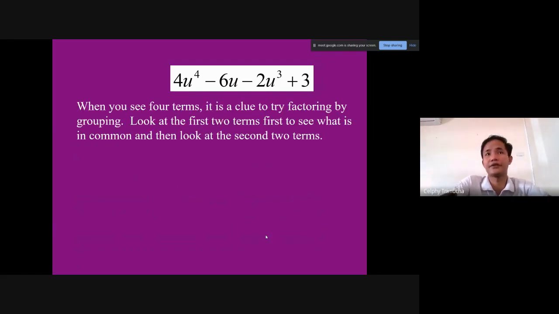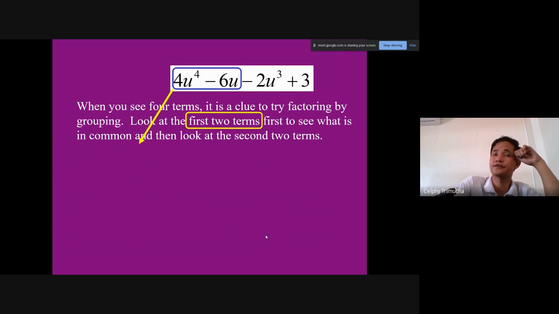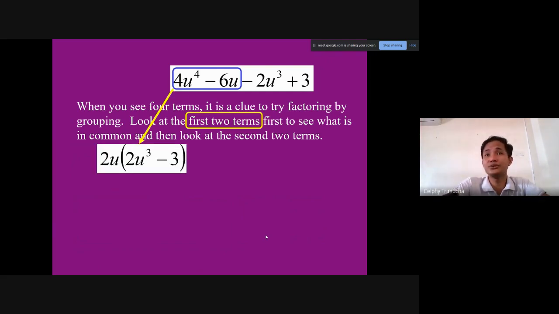Next, we have 4 terms. So when you see 4 terms, it is a clue to try factoring by grouping. So this time, paano ni sir naman i-factor? So look at the first 2 terms first to see what is in common. And then look at the second 2 terms kung di kita pwede maka-factor. So we have first nga 2 term, we have 4u to the 4th, and then we have 6u. And then we have second term naton nga 2u cubed plus 3. So start at danay. For the first 2 terms, we have 4u to the 4th minus 6u.